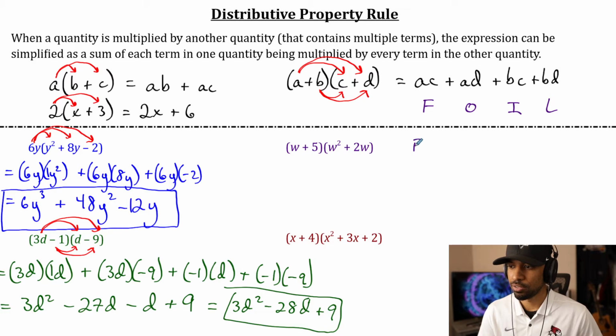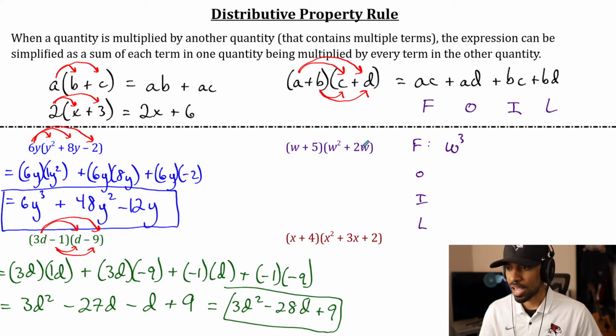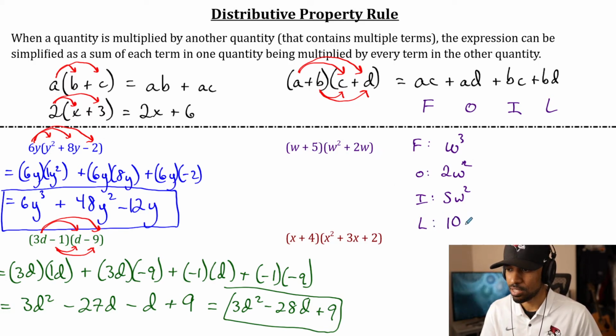So in FOIL, F-O-I-L, I'm going to go ahead and get the first terms. Let's do W times W squared. That's W cubed. The outside, W times 2W. That is 2W squared. Again, W times 2W, you multiply the W's together. Inside, 5 times W squared. That's 5W squared. And then last is 5 times 2W. 5 times 2 is 10. You get 10W right there.